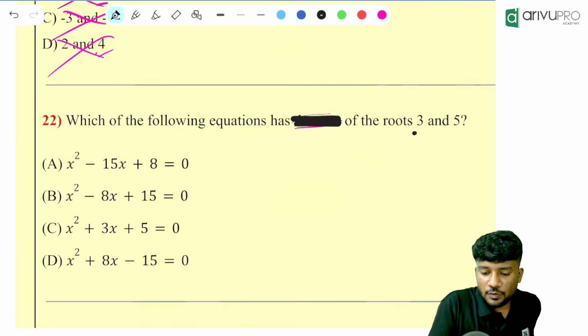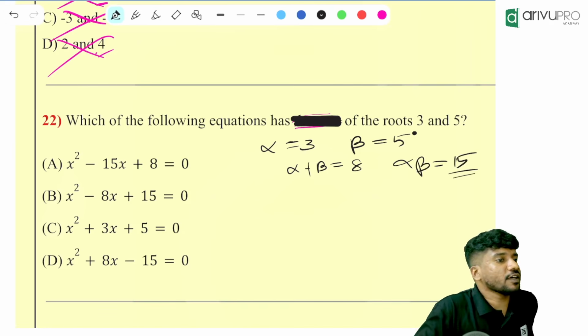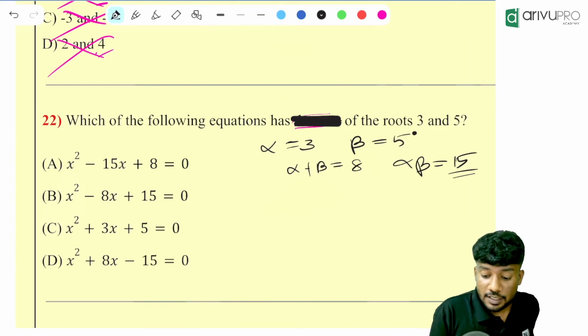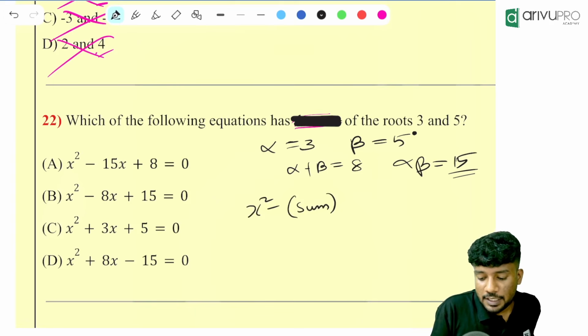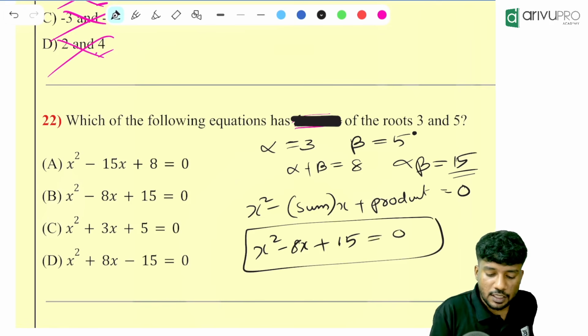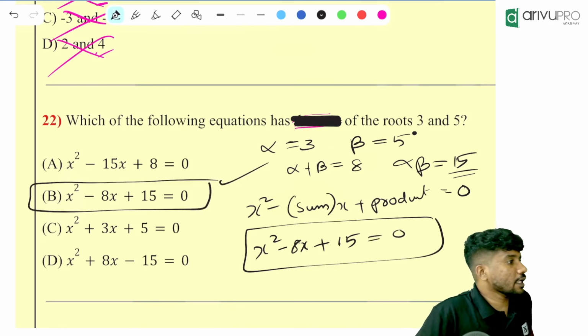Roots are alpha is equal to 3, then beta is equal to 5. Alpha plus beta is equal to 8. Alpha beta, the product, is equal to 15, since 3 into 5 is equal to 15. So in general, how will you write a quadratic equation? x square minus sum into x plus product, which is equal to 0. So x square minus 8x plus 15 is equal to 0. This is your quadratic equation. Which is that quadratic equation, people? Option B is your quadratic equation.